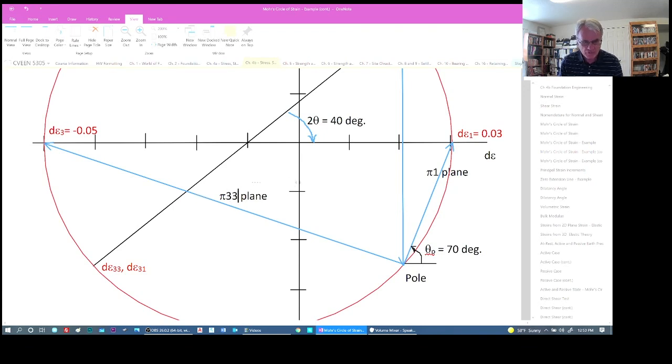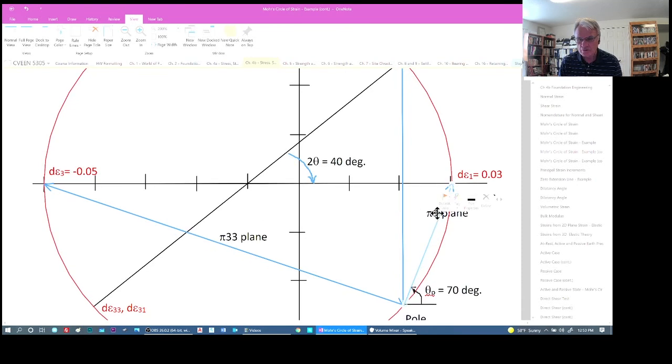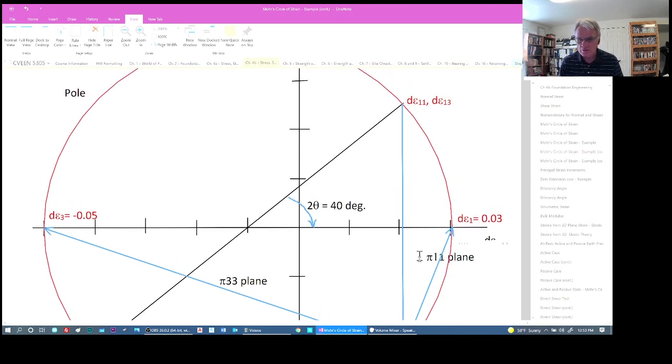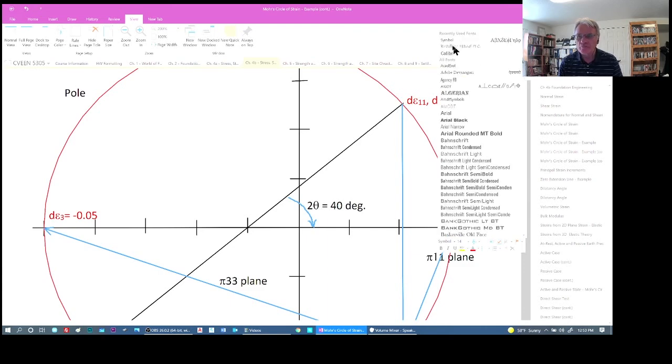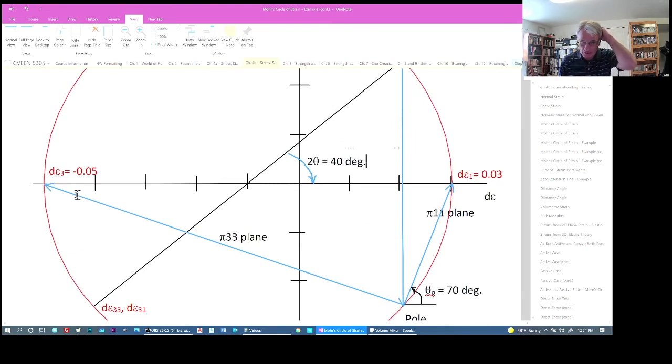And then if we draw another line from the pole over to here, we have the pi 3 plane. I apologize, I forgot to label these properly. So the pi 1 plane, and then the pi 3 plane, and we can get the minor principal strain at about minus 0.05.